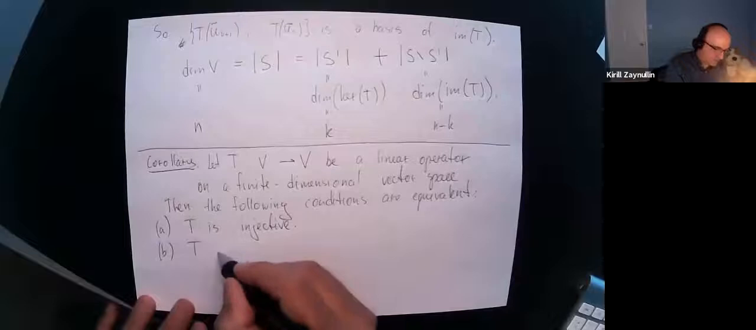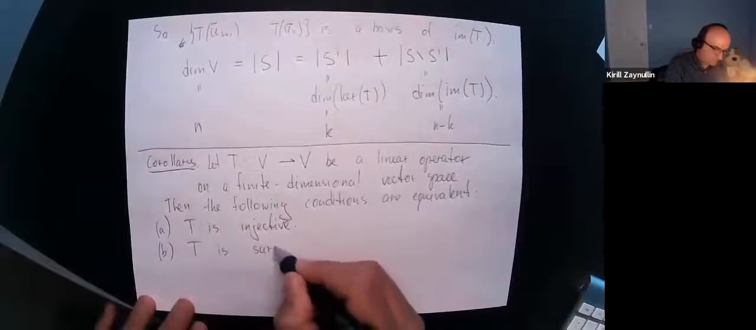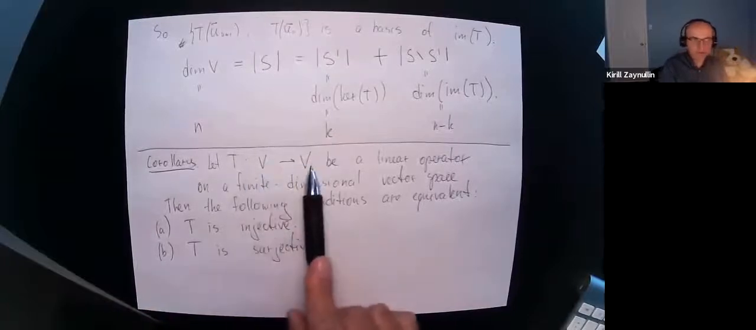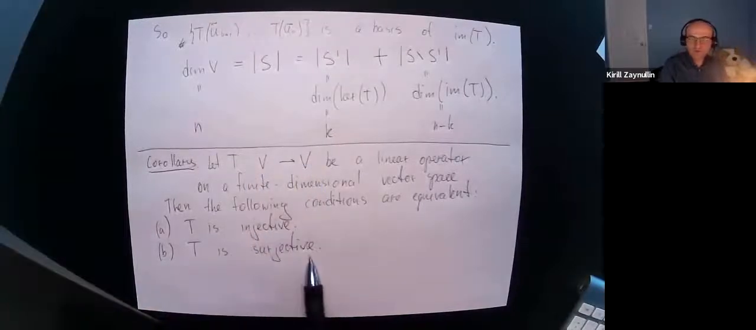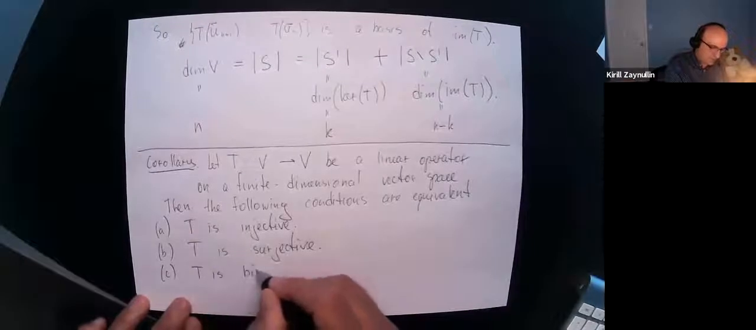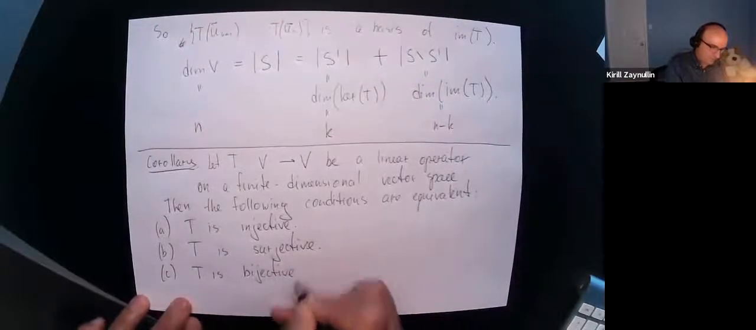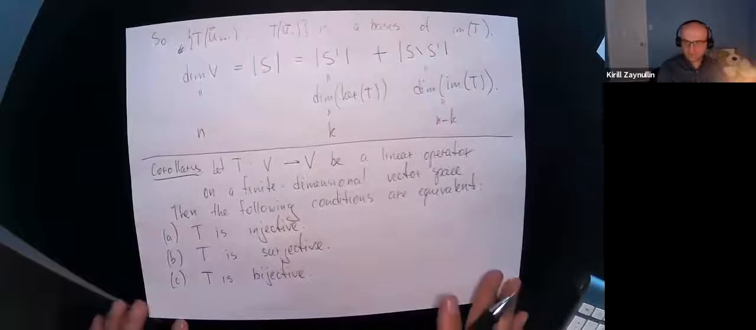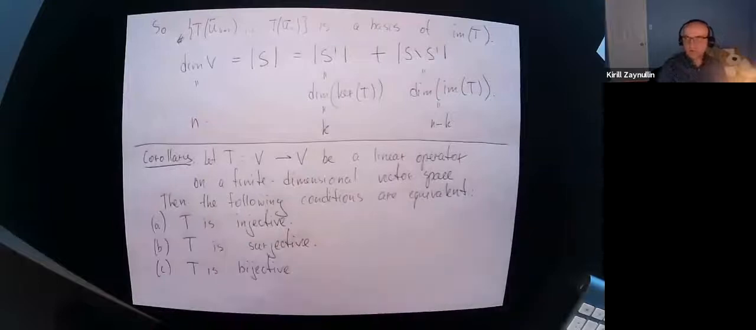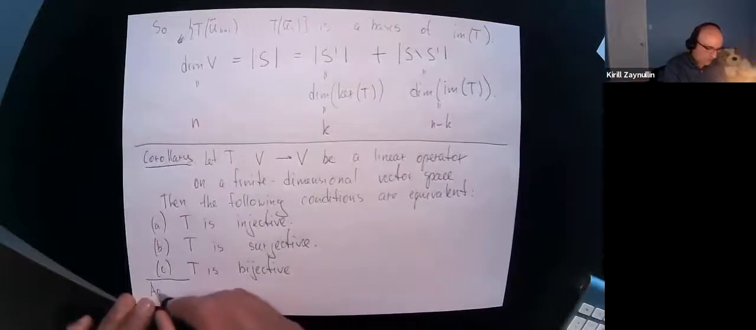T is surjective. Yes, that's amazing in the sense that whenever you have a linear operator, to be injective is the same as to be surjective. And of course, if it's injective and surjective, then it's C: T is bijective. So indeed, this is an immediate consequence of the previous formula, and the proof, as I said, is pretty straightforward. Basically, we just need to apply the dimension formula.